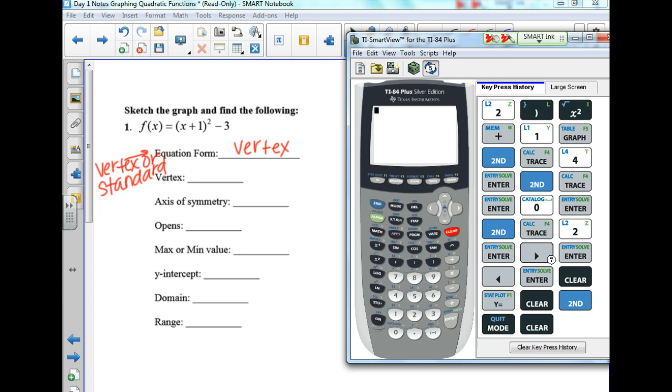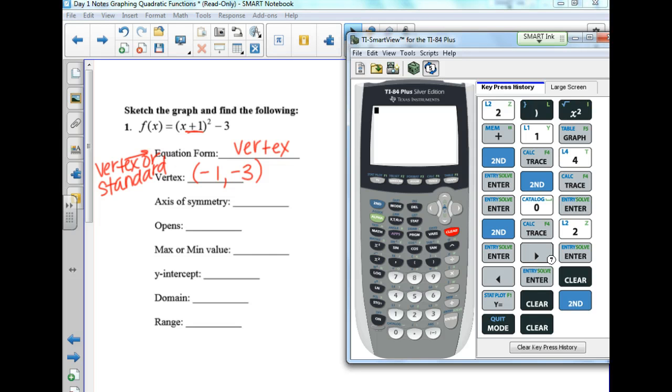Now, the reason it's called vertex form is because looking at this form, I can find the vertex immediately without doing any math. The way I get that is, remember, the inside is opposite. So if this is a positive 1, I can say that's a negative 1. Then the outside stays the same, negative 3. That's the only reason it's called vertex form, because you can find the vertex easily. But I'm going to show you how to find it on your calculator anyways, that way if you forget it or you do it wrong, it's fine.